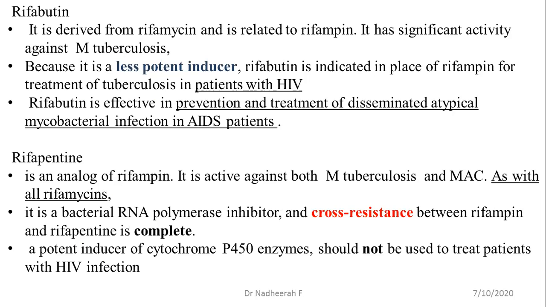Rifabutin is an analog of rifampin. It is active against both Mycobacterium tuberculosis and Mycobacterium avium intracellular complex. As with all rifamycins, it is a bacterial RNA polymerase inhibitor, and the cross resistance between rifampin and rifabutin is complete. Rifampin is a potent metabolic enzyme inducer and should not be used to treat patients with HIV infection.